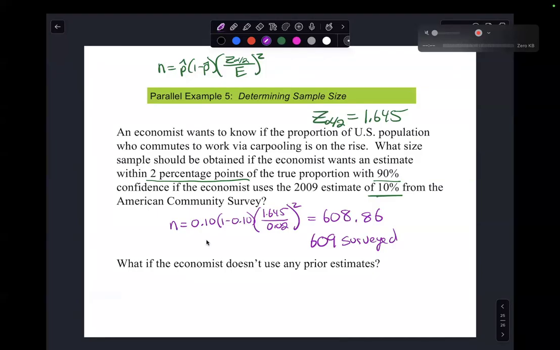So the next question says, what if the economist didn't use any prior estimates? Remember, if we don't have a prior estimate, we're just going to use 0.5. So it's going to look like this. One minus 0.5 is also 0.5. But previously, if I didn't do the one minus, I confused people.